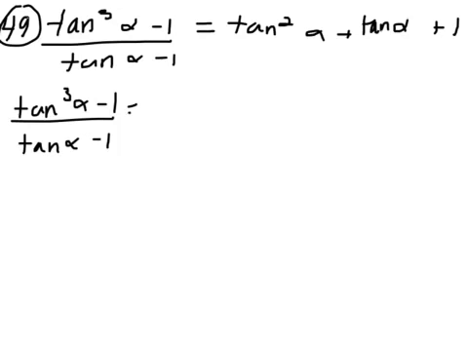And what I also notice about it is on the bottom, this tangent theta minus 1 is one of the factors of that cube. So if I could factor it out, I might get something that I could work with that I could turn into the right-hand side. So that's kind of the approach I'm going to take.